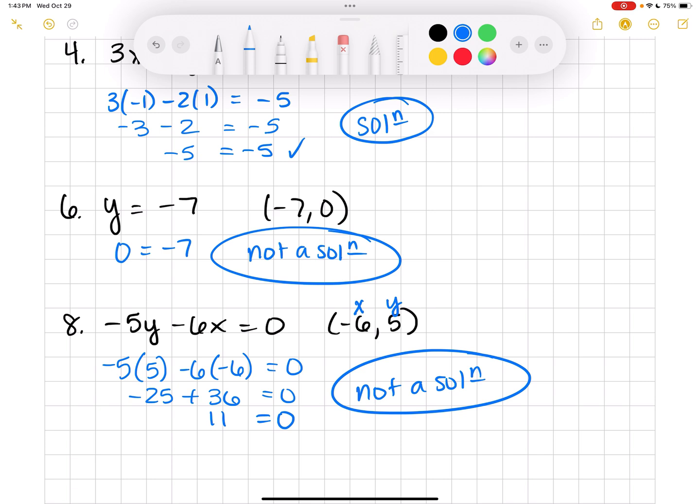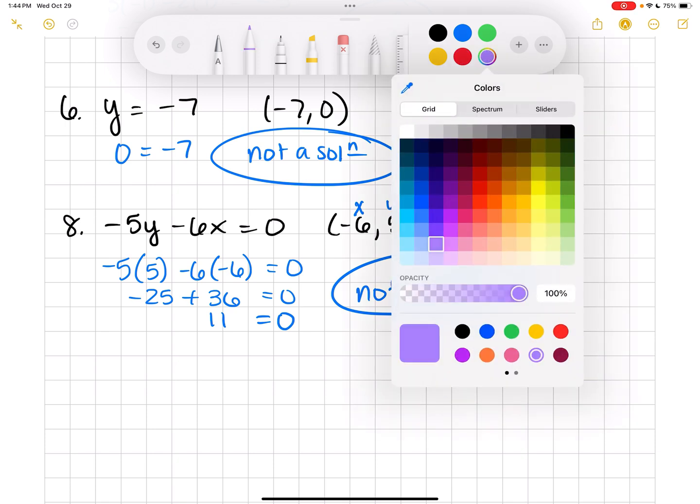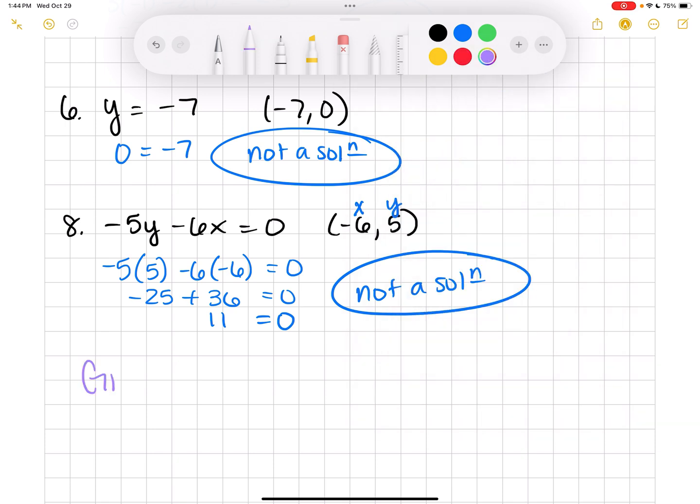All right, the next thing is to graph the equation. Yes. So on number 6, you just multiplied y by 0? No. Y was 0. I plugged in this 0. I plugged it in right here to get that. There's just no x, so I didn't plug in the -7 anywhere.